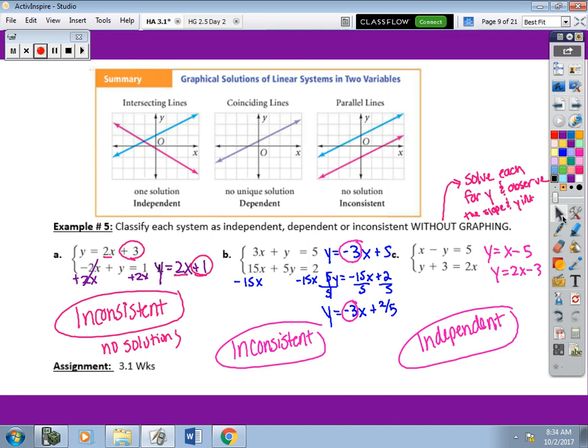All right, your homework then is the 3.1 worksheet. You are solving by graphing on all of them. If you want to use your graphing calculator to check them, you can. But I still want you practicing by hand.